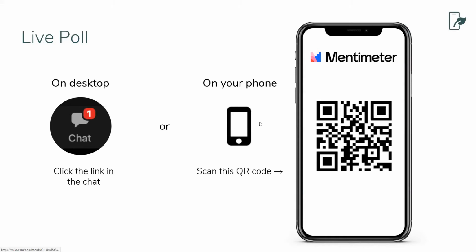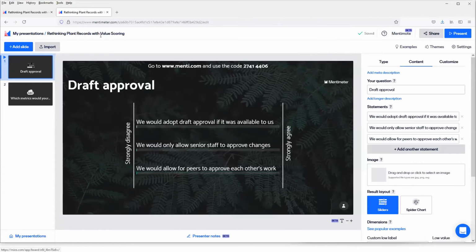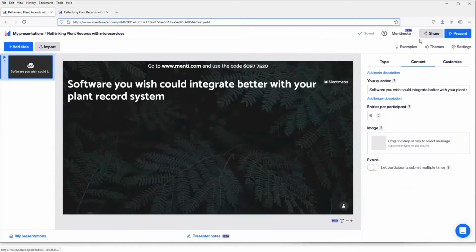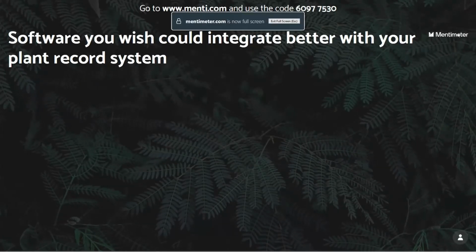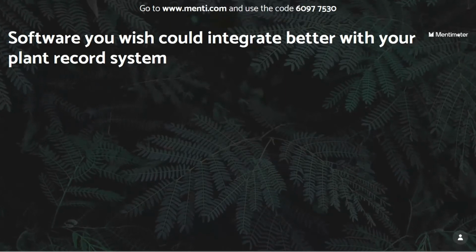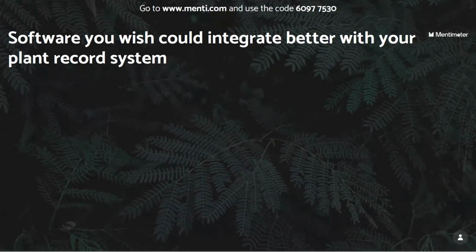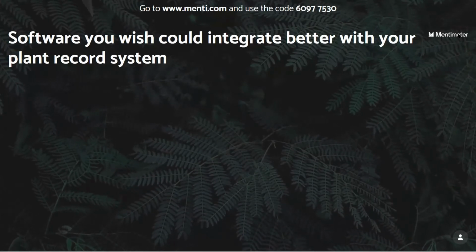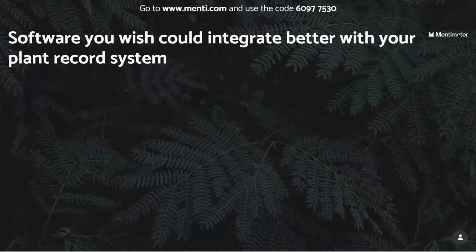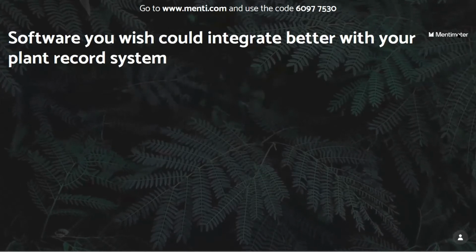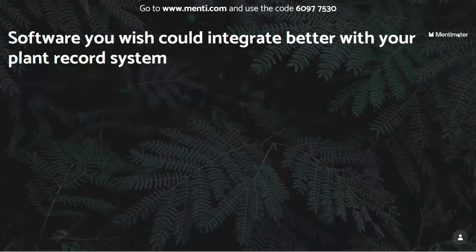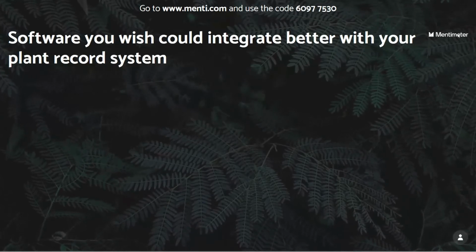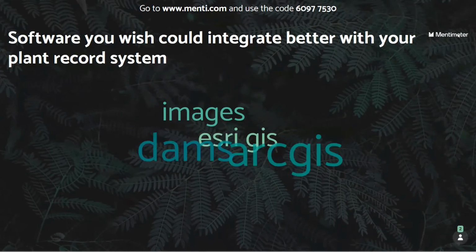Give me a second here. I've dropped the link in the chat, so if everyone is able to find that, it should just be in the Zoom chat. But of course, you're welcome to use your phone if you want to. The QR code, which is becoming more and more popular these days, also in plant records. If anybody is late, I could pop back to the QR code.